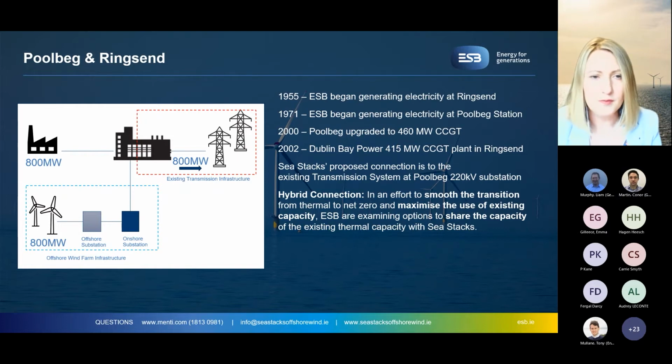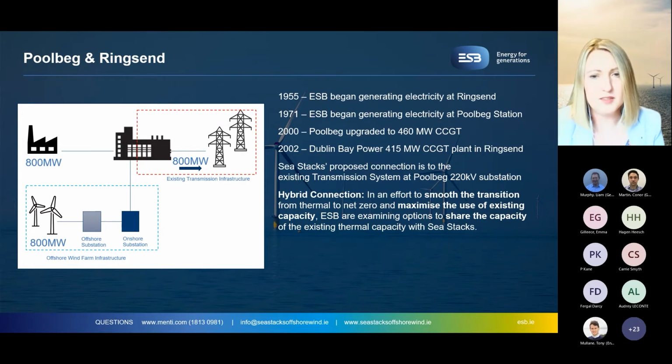So operationally, when wind is blowing, we limit the output of the thermal generation, and vice versa. When there's no wind, we can support the system by exporting thermal generation. By co-locating the generation, we believe that this will help smoothen the transition, enabling ESB's net zero ambition.